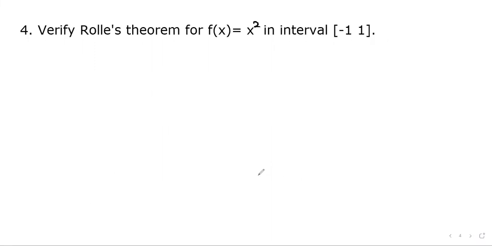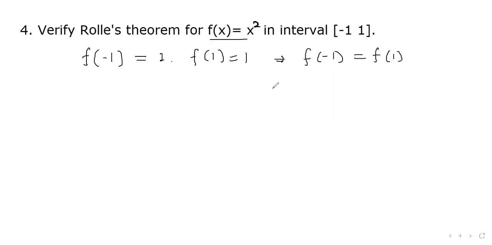Question number 4. Verify Rolle's theorem for f(x) = x² in the interval −1 and 1. This is a rational integral function, so definitely it will be differentiable and continuous. Now we check the conditions. f(−1) equals 1, f(1) is 1. Hence we say that f(−1) = f(1). So this is one of the conditions for Rolle's theorem to be satisfied.